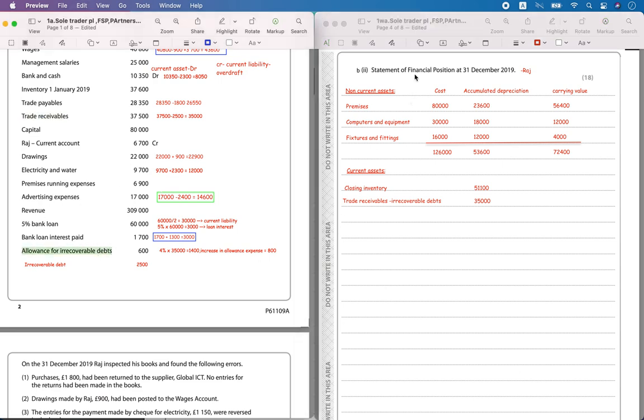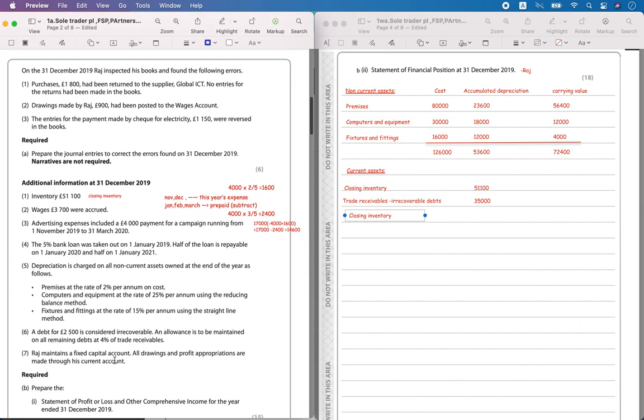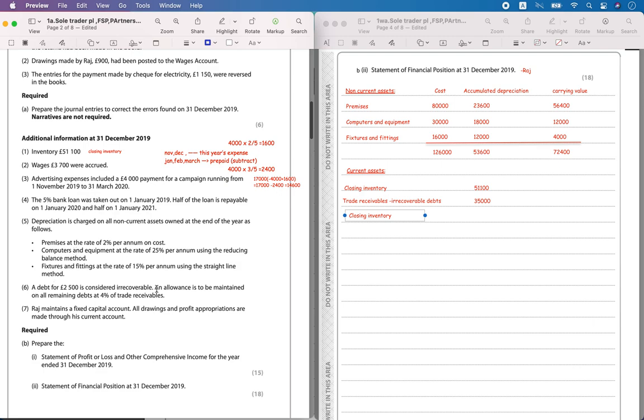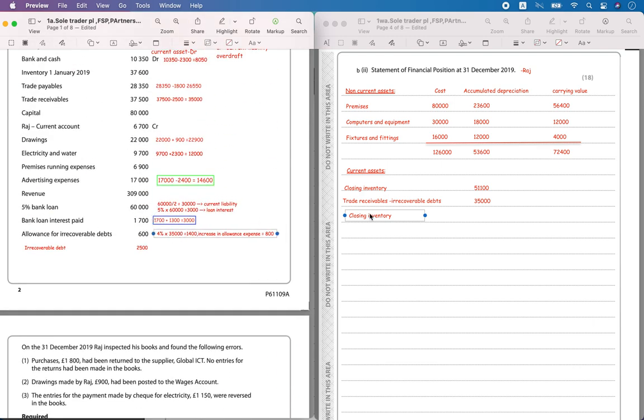Then we have the allowance for irrecoverable debt that has to be subtracted. So let's put the allowance for irrecoverable debt, and we have already calculated this was around 4% of the trade receivables. So 4% of 35,000 is going to be 1,400.